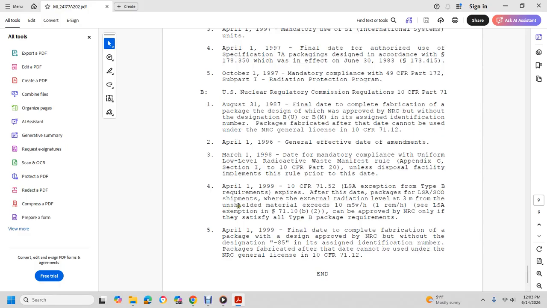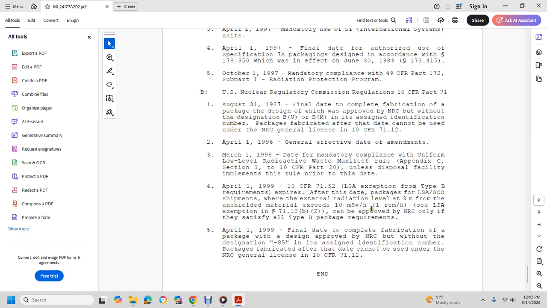the package. LSA surface contaminated object shipments with external radiation level at 3 meters from unshielded material exceeding 10 mSv, 1 REM an hour, exceed the LSA exemption of 71.10(b)(2) that could be approved by the Nuclear Regulatory Commission only with the satisfied Type B package requirements.